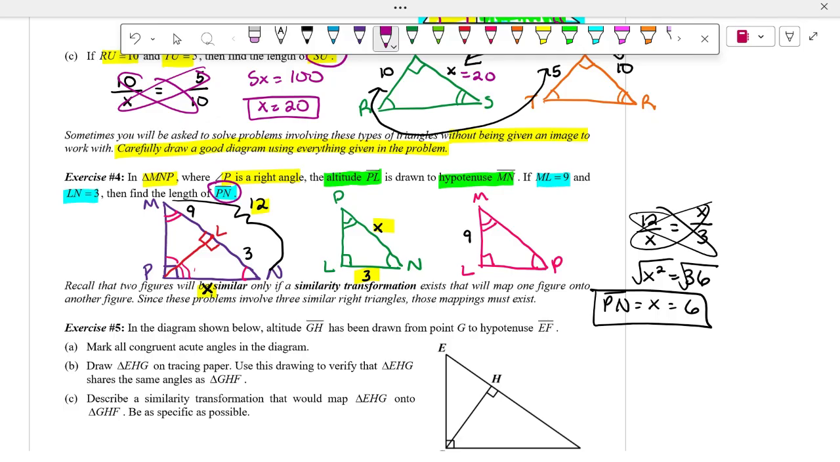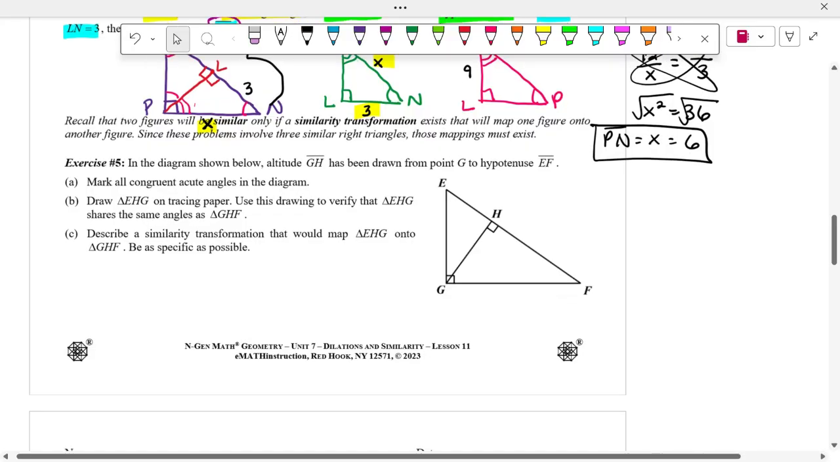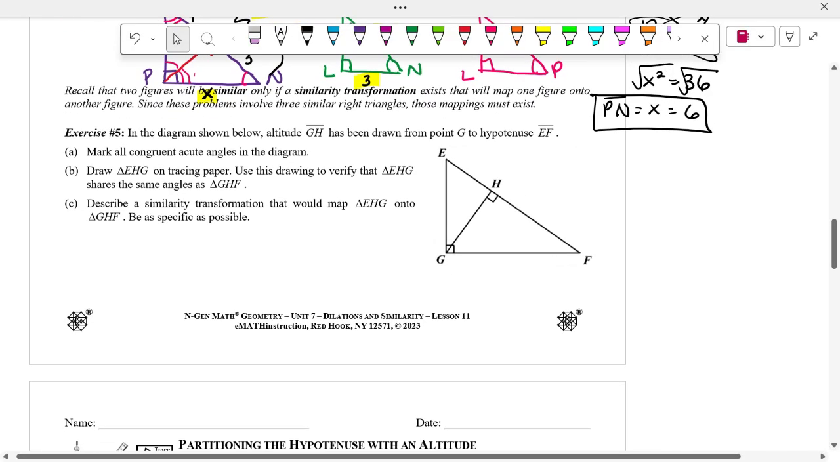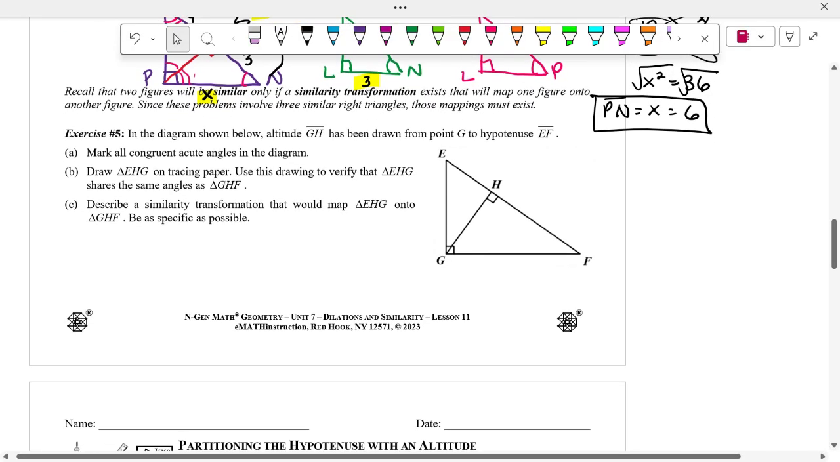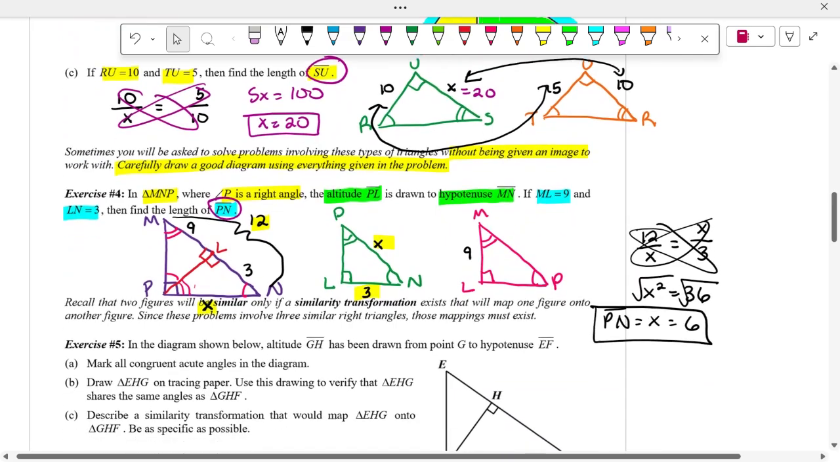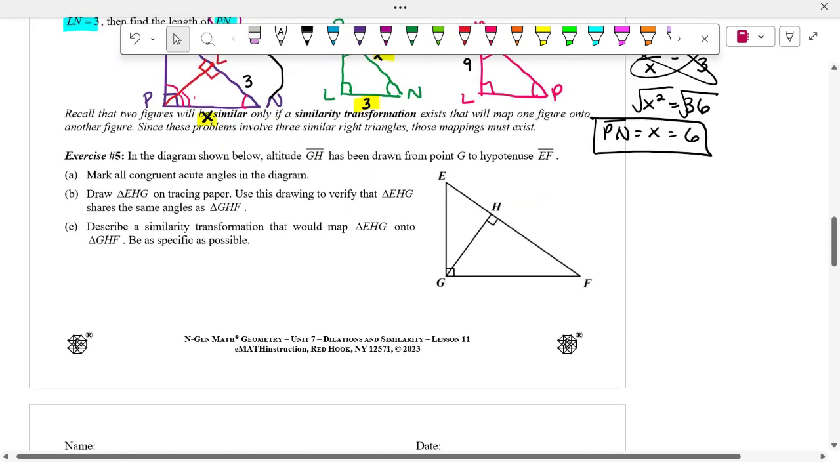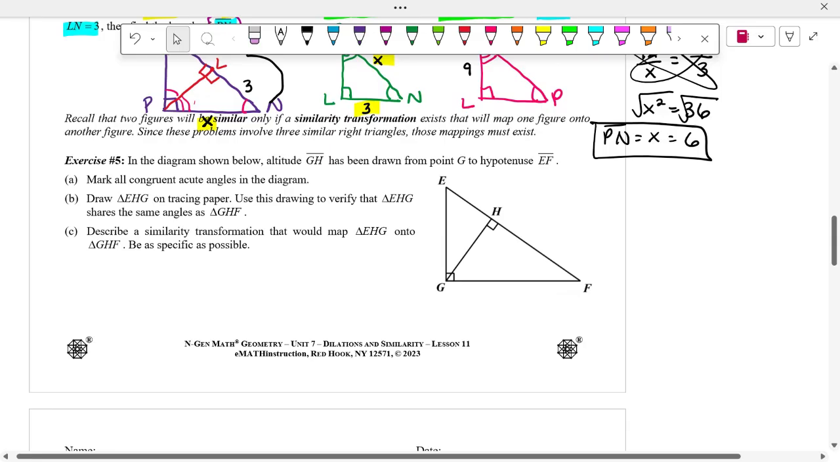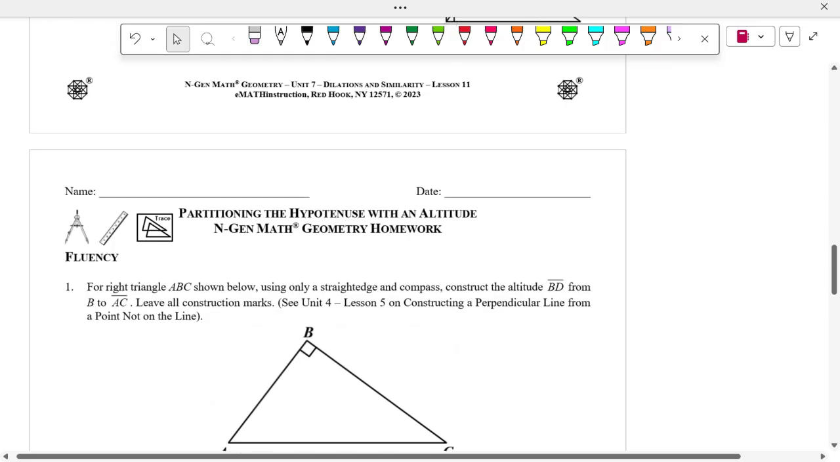All right. So let's do this last problem. So in the diagram below, GH is drawn as the altitude from point G to the hypotenuse EF. You know what? We ain't doing this one. Didn't you just flip it over HG and then? Yeah, but it wants us to do transformations and stuff with tracing paper. I ain't doing that. You don't have to worry about that.